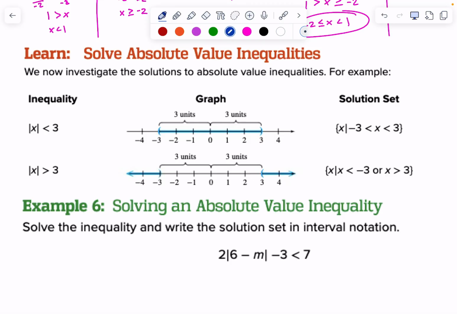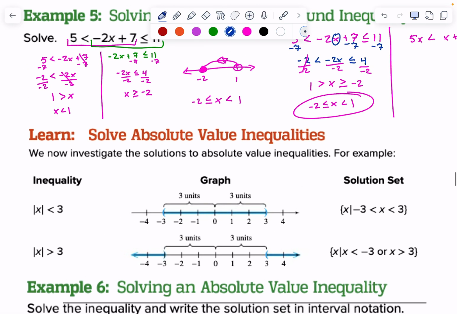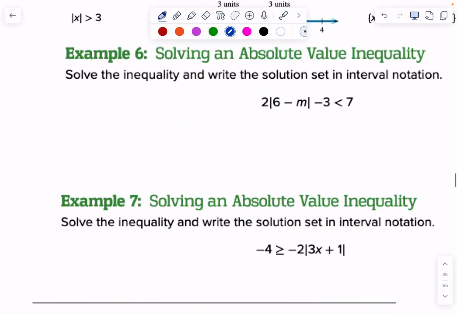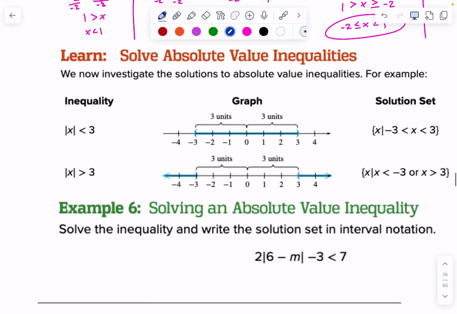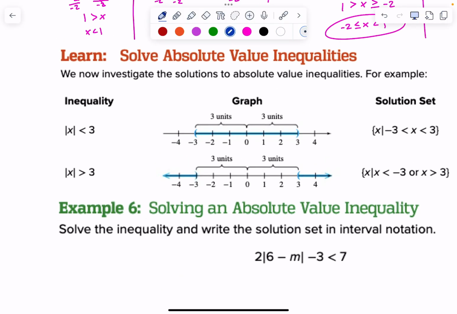This is the second half of R8. And we got 4 examples to do. So starting with example 6. They're doing inequalities this whole section, but we're doing absolute value inequalities, okay?